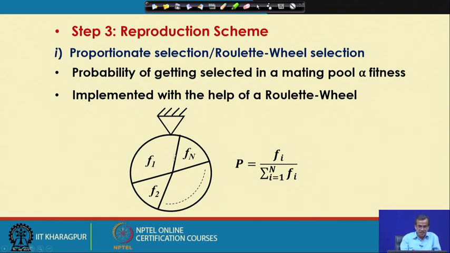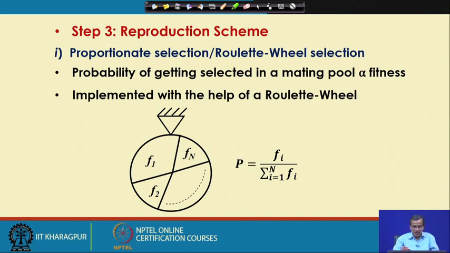Now, the way it works: the pointer is kept fixed, and the Roulette-Wheel is rotated either clockwise or anticlockwise. Once it is rotated, after some time it is going to stop, and if it stops here, the way I have shown in this figure, f 1 is going to be selected for the mating pool. Similarly, f n can also come in front of the fixed pointer. In that case, the nth string will be selected for the mating pool, and so on.